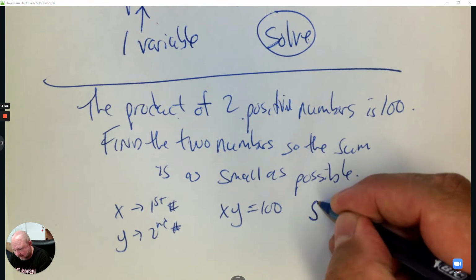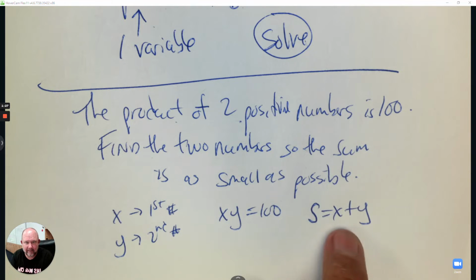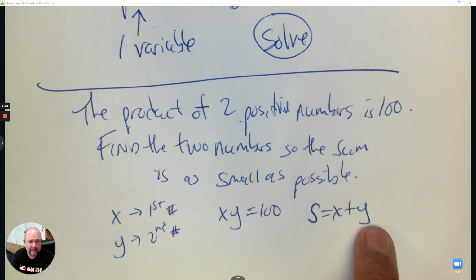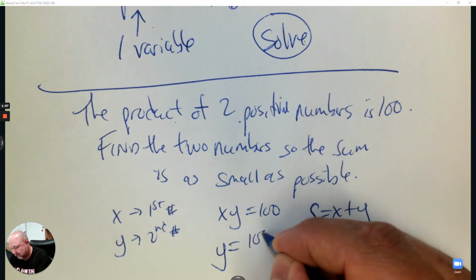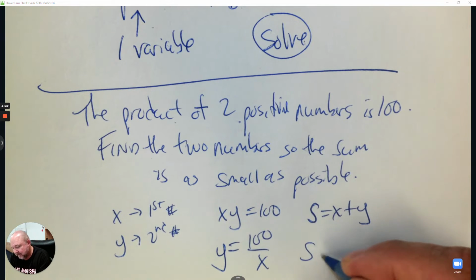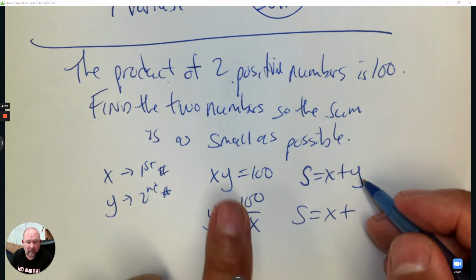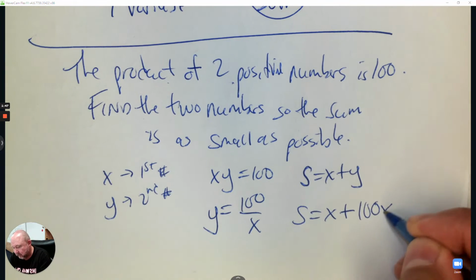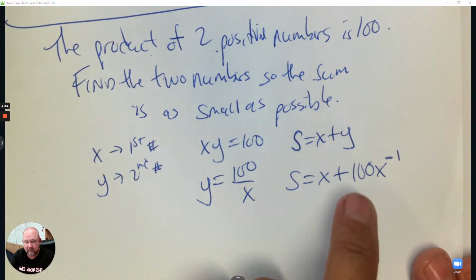So I'm going to say S for sum, and this is my primary equation, what I'm looking for. This one is my secondary equation. So I have two variables right there. So I'm going to solve for one of them. I'm going to divide by x. And then I'm going to do a substitution so I only have one variable. So instead of y, it's going to be 100 over x. And I'm going to write that calculus friendly so I can do the next step.